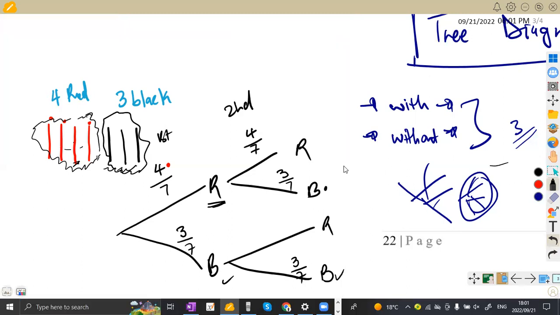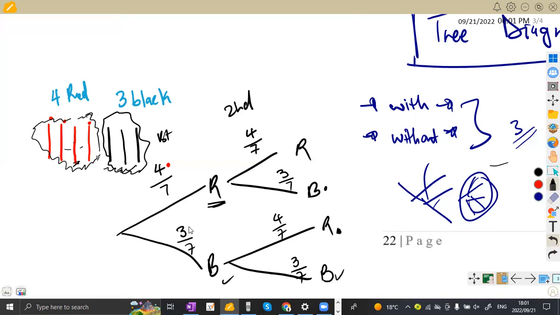Yes. But when we're picking this black, the red was not being affected. So which means the red is going to be 4 as it is, which is 4 out of what? 4 out of 7. So this is how with replacement works. It repeats as it is throughout.